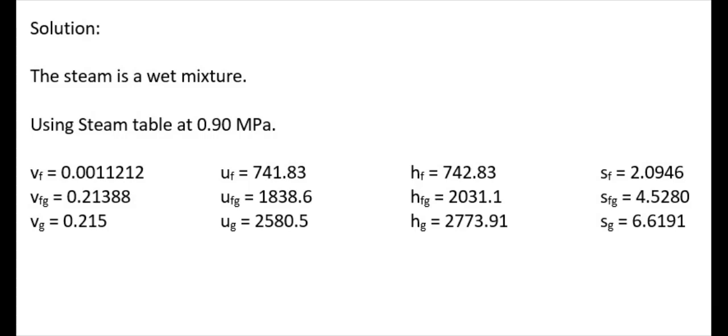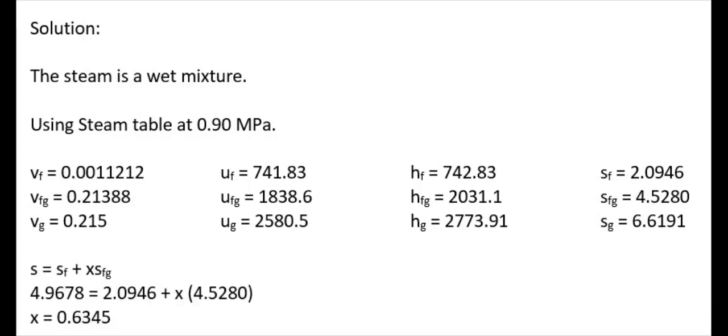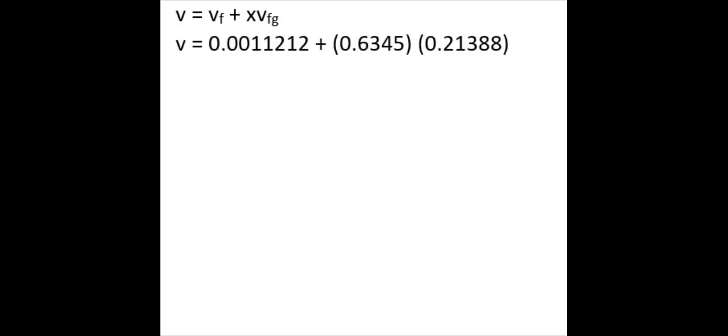Solving for X or quality, we will use this formula. Substitute the values of entropies. Then, solve for X. We have 0.6345 quality. To find the volume of the problem, use the formula VF plus X VFG. Substitute the values of VF, X and VFG. Then solve for V, we have 0.1368 meter cubed per kilogram.